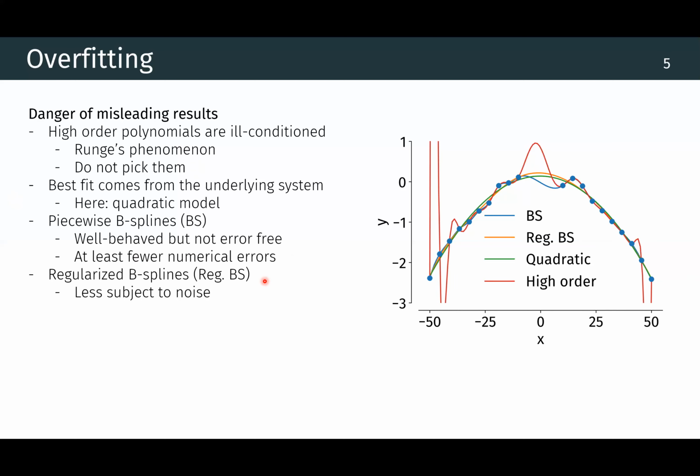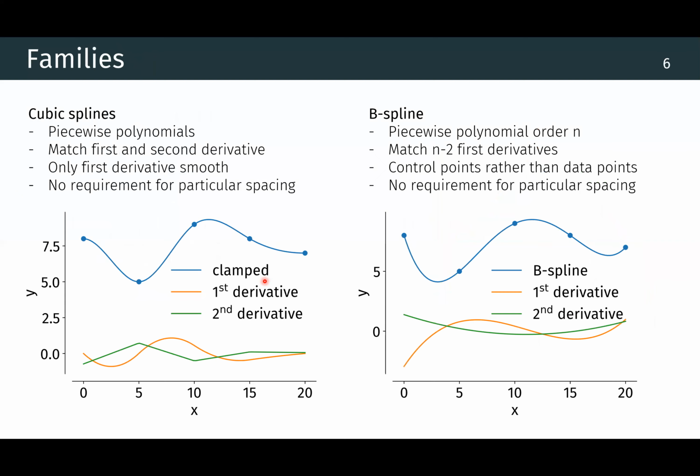Okay, so I've been talking about B-splines and C-splines. Let's have a look at what it means. So those are, in fact, representatives of the two main families that you can consider.